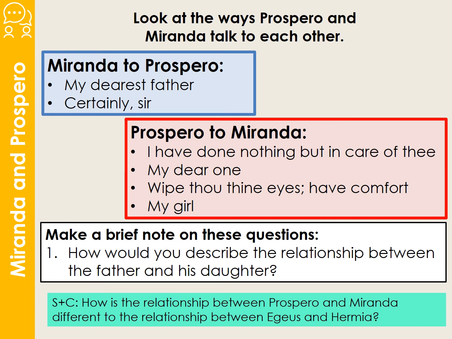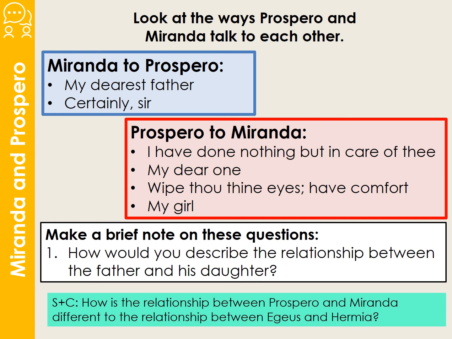So I would say that Miranda is talking to her father in a very respectful way, acknowledging the difference in role and status between them. "My dearest father, certainly, sir." Miranda is using the word sir to refer to her father and respond to him. It's almost like how you might speak to a teacher in school: "Oh, yeah, miss, yes, sir." So it's that marker of respect that Miranda sticks to with her father. Imagine saying that to your own parents at home.